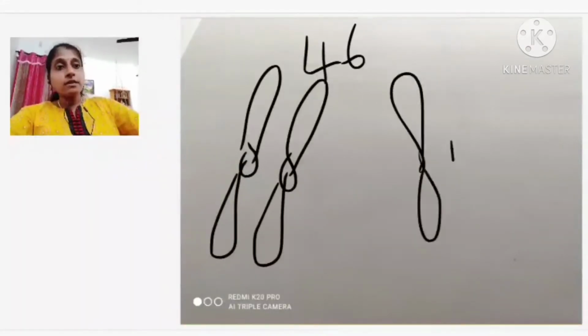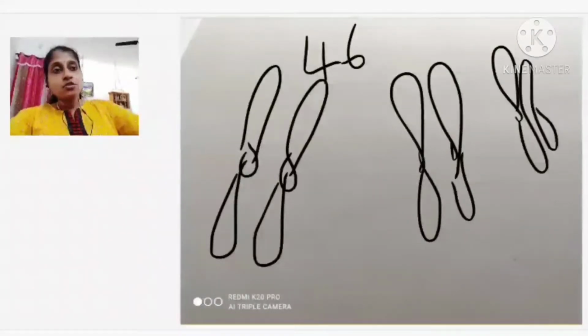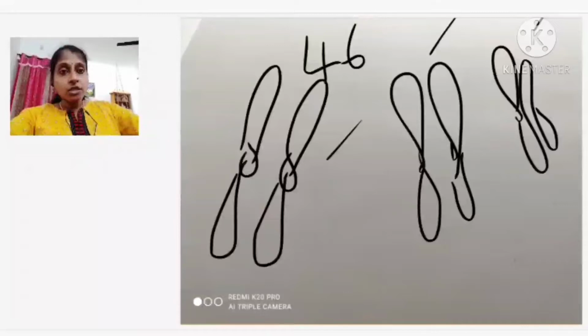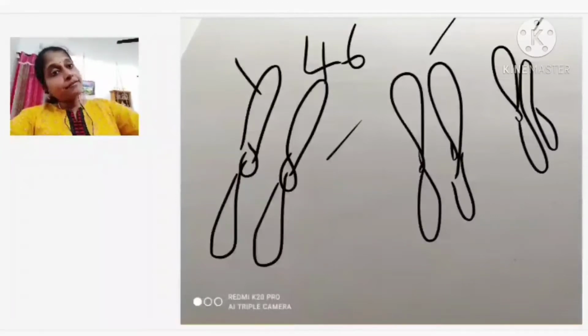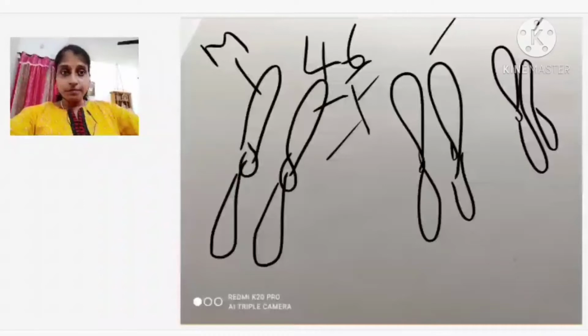You can find 23 pairs. How many pairs are there? 23 pairs. Okay, so this is one pair, this is the second pair, this is the third pair, like that. How many pairs are there? 23 pairs. And in each pair, one set I am getting from my mother and the other set I am getting from my father. Okay, so I am having 46 chromosomes.